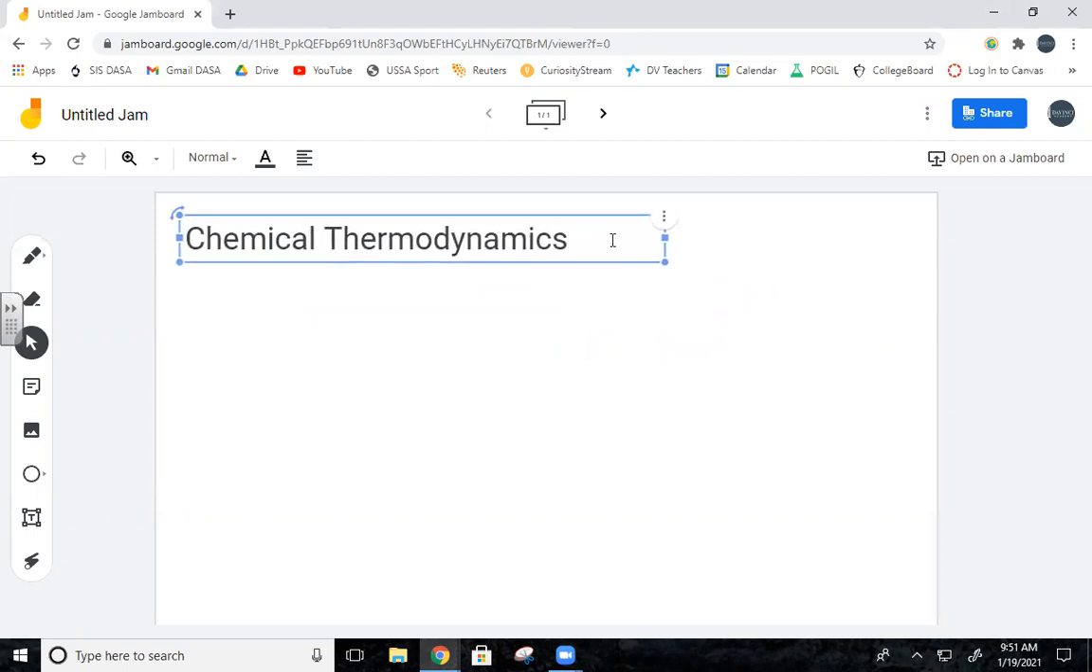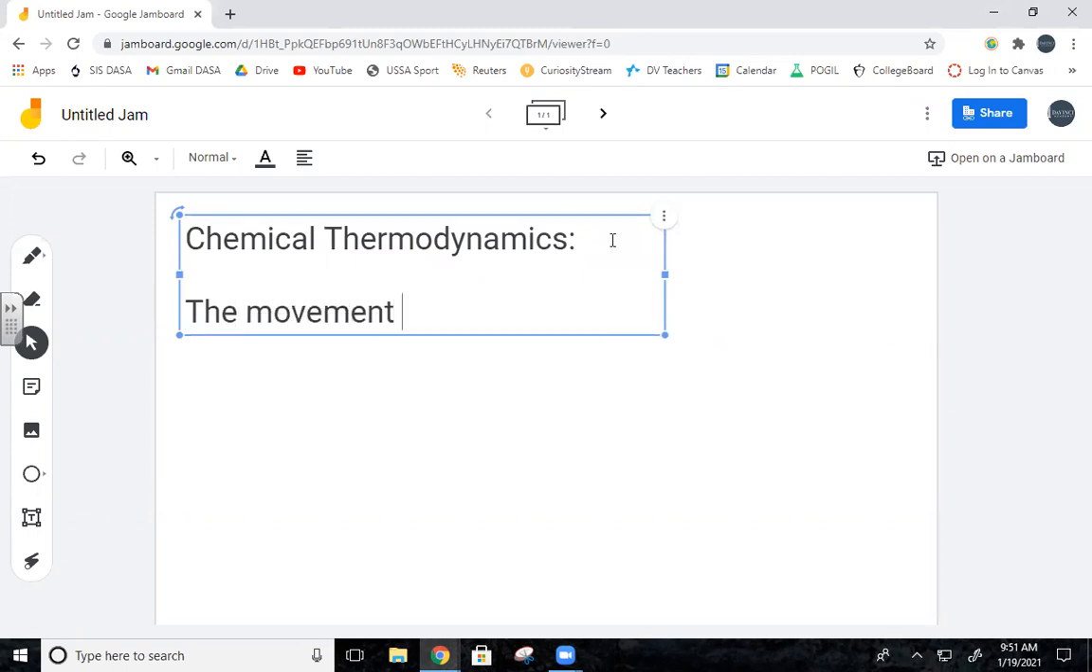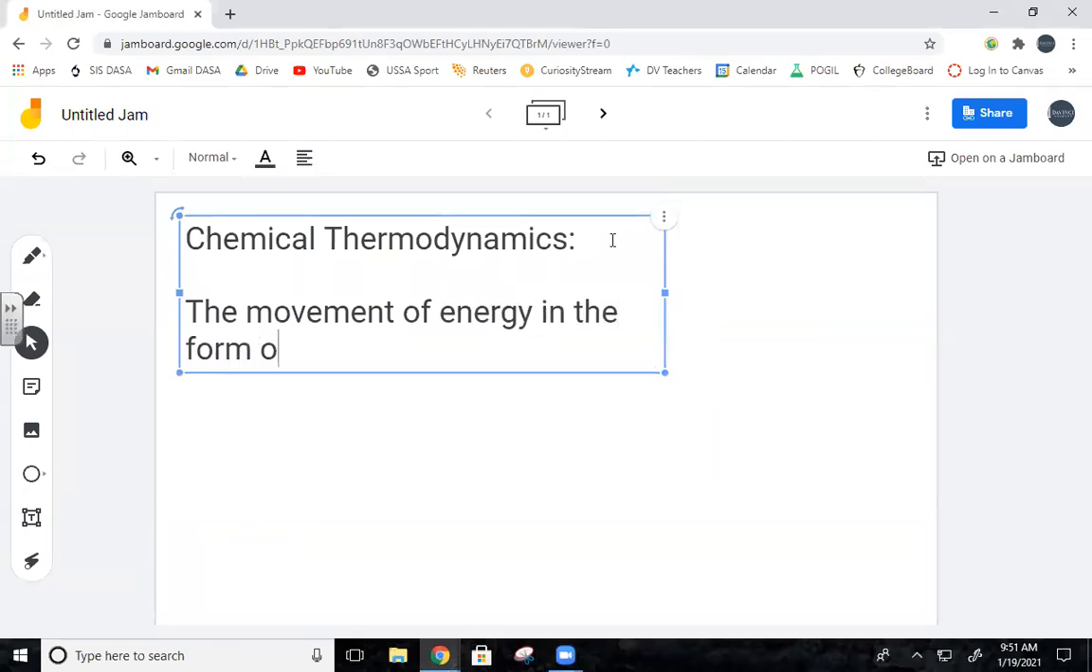So thermodynamics really just means the movement of energy in the form of heat. Okay? Thermodynamics just means the movement of energy in the form of heat. And when we put it in chemistry, it's as applied to chemical reactions.